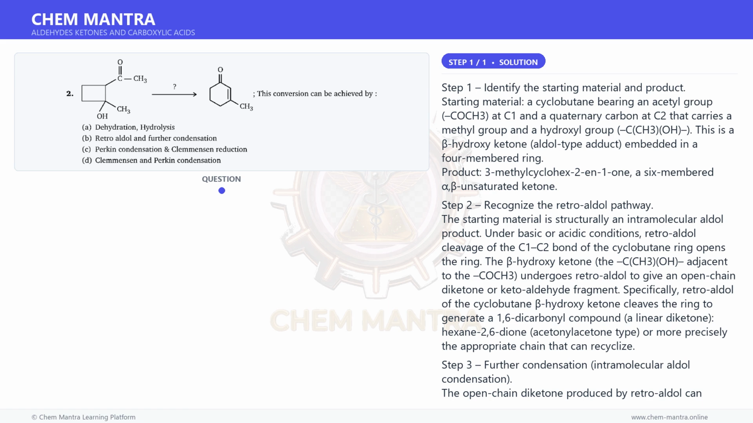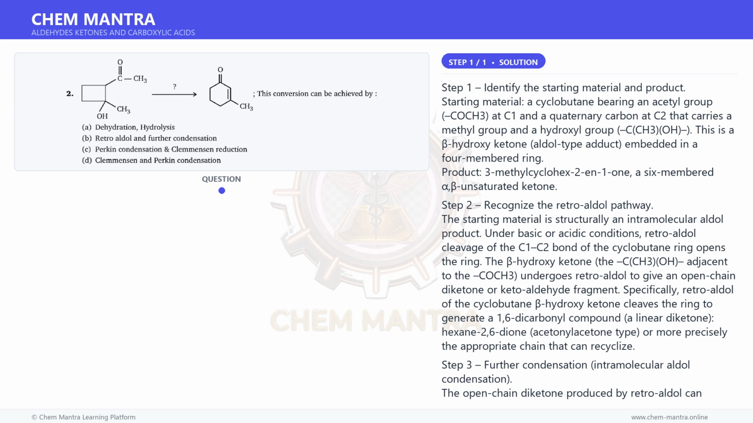Step 3. Further condensation, intramolecular aldol condensation. The open-chain diketone produced by retroaldol can undergo intramolecular aldol condensation. The enolate of one ketone attacks the other carbonyl, forming a 6-membered ring beta-hydroxy ketone, which then dehydrates to give the alpha-beta unsaturated cyclic ketone. The methyl substituents and regiochemistry of the condensation lead to 3-methylcyclohex-2-en-1-one as the thermodynamically favored product.